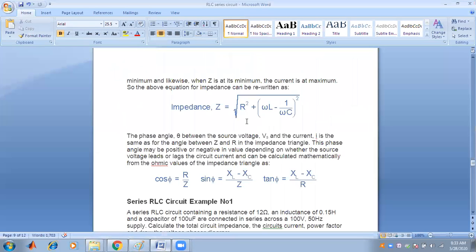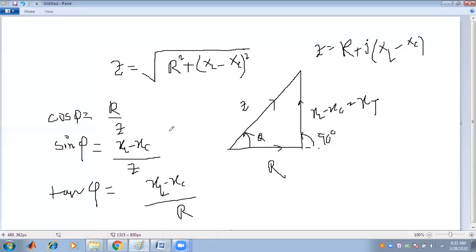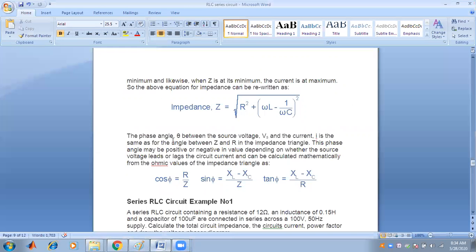Putting in the omega and L values, the impedance can be written as root over R squared plus (omega L minus 1 by omega C) whole squared. This is the way that Z can be written.